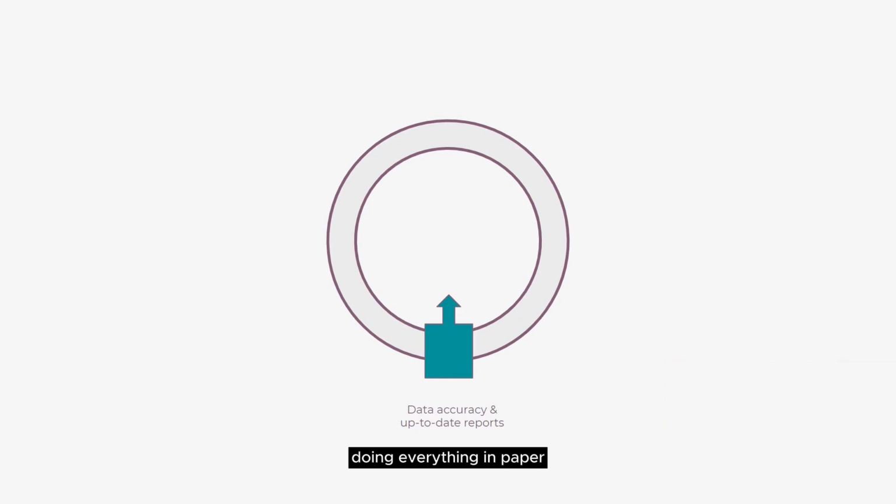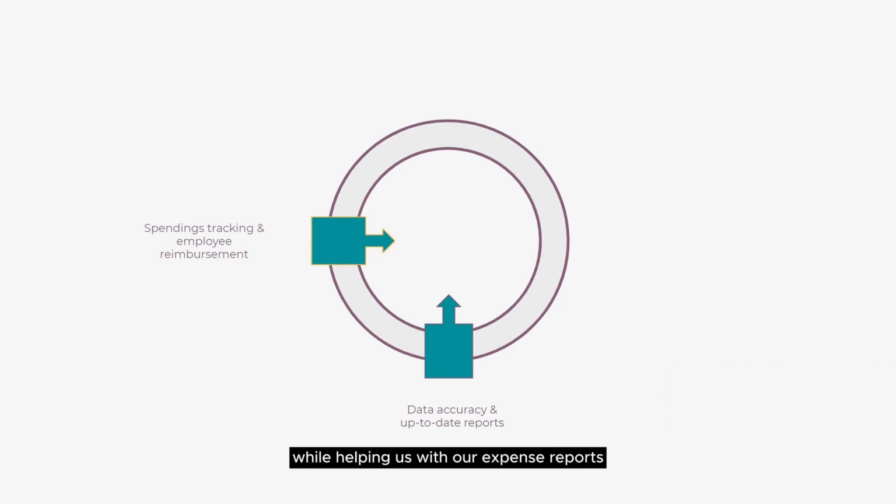Doing everything on paper makes it difficult for everyone to fill in expense forms, delaying reports and frustrating employees waiting for reimbursement. To make it easier, Furniture Flix wants to incorporate expense management software. It will help us track spending and reimburse our employees promptly while helping us with our expense reports.